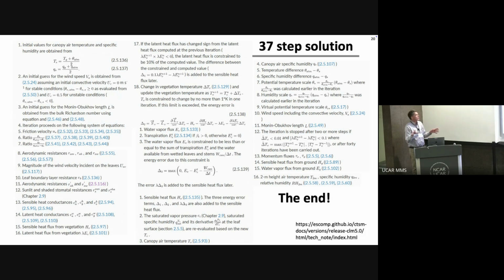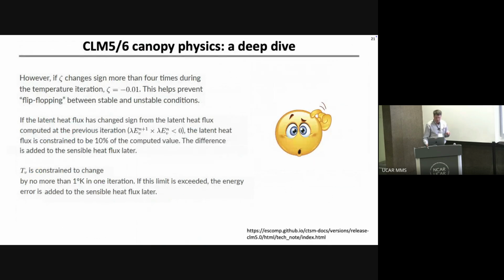The main point I want to say here is it's a 37-step solution to get this right. And so I just wanted to see, could I even get this on a slide? And this is what it looks like on a slide. I do want to focus on 3 points of this iteration, because I think these are really important. One is if the model is changing sign, if it's flip-flopping between stable and unstable conditions in this iteration, you just turn that off completely.